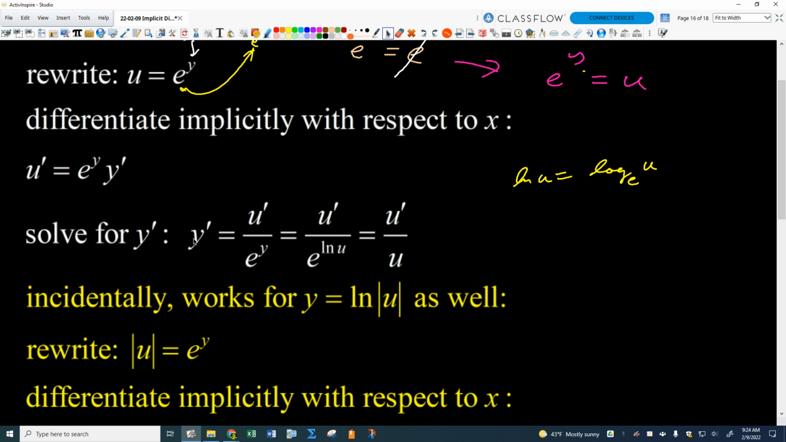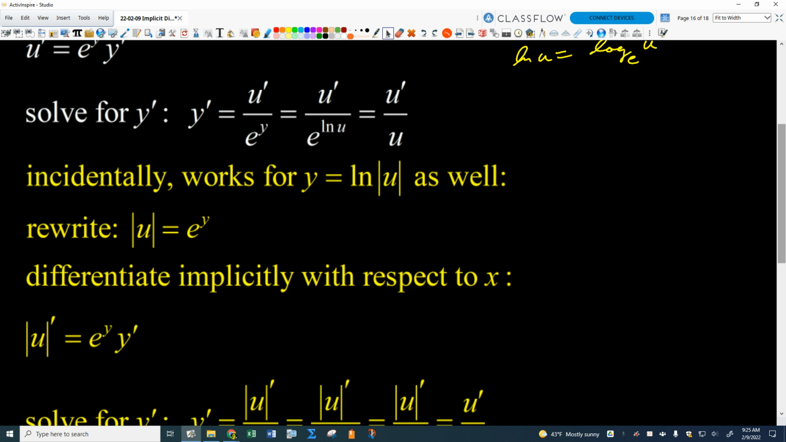So the derivative, let's summarize this. Here's our new rule. Oh, hang on, give me 30 seconds or less. The derivative with respect to x of log u just equals u prime over u. There it is. Okay? That's what we came up with.